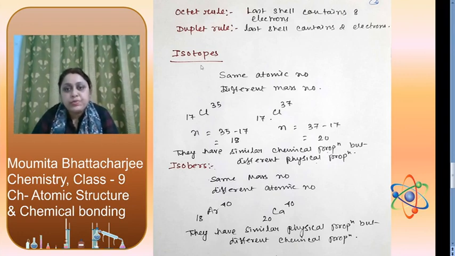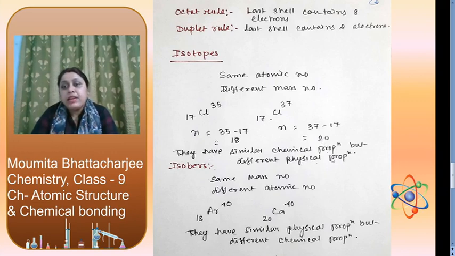Next one, isotopes. Isotopes are the elements of same atomic number and different mass number. Same atomic number but different mass number. You can see over here Cl 35/17, Cl 37/17. Their atomic numbers are the same but their mass numbers, one is 35, one is 37. Due to their different mass numbers, their number of neutrons is also different. Neutrons over here 35 minus 17, 18; over here 37 minus 17, 20.